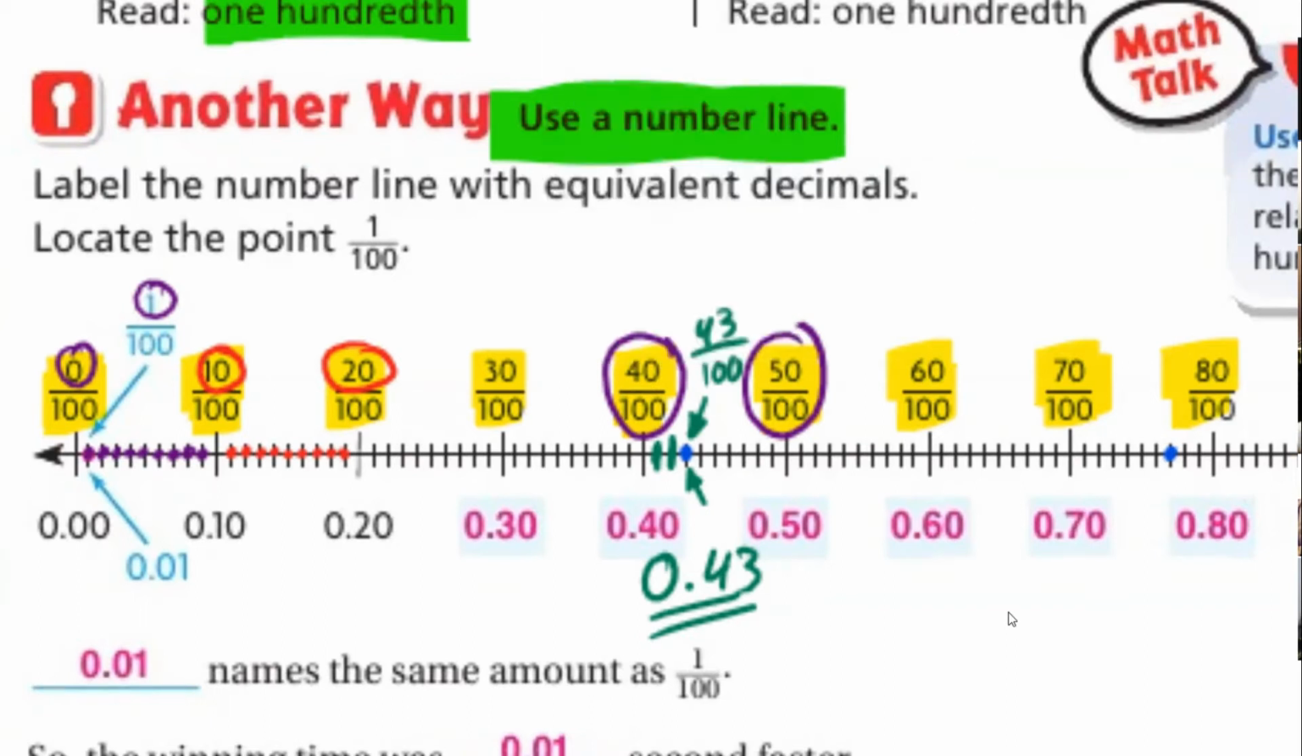So let me see. Okay, we have here 71. Because we are between 70 and 80, right? 71, 72, 73, 74, 75, 76, and this will be 77. 77 over what? 100. Every time it will be over 100.